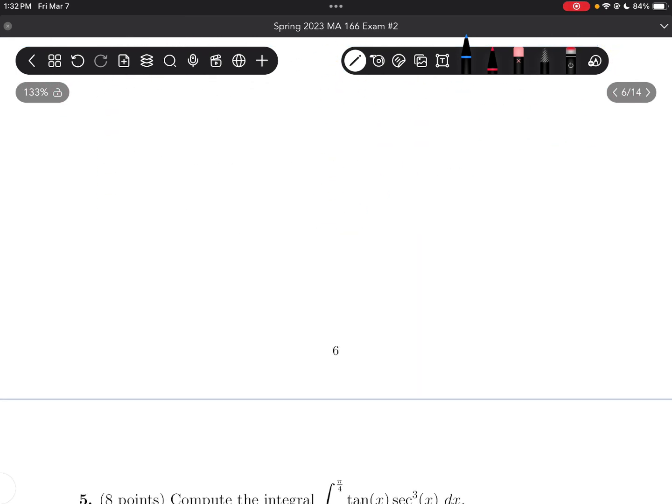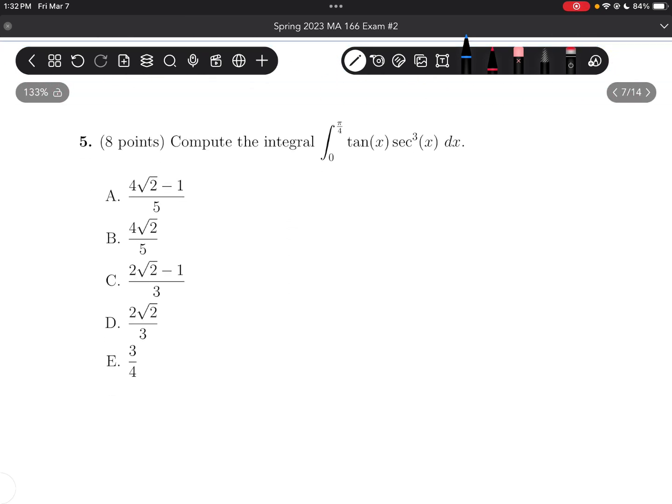Okay, moving on to problem 5. Problem 5 states, compute the integral of tangent x times secant x cubed. Okay, so this is another problem which consists of two trig functions being multiplied. So we either see sine of x times cosine of x, or we see tangent x times secant.